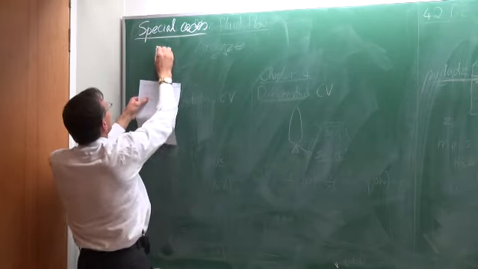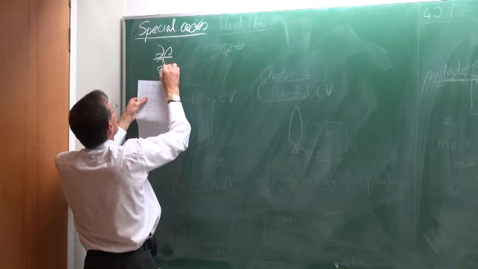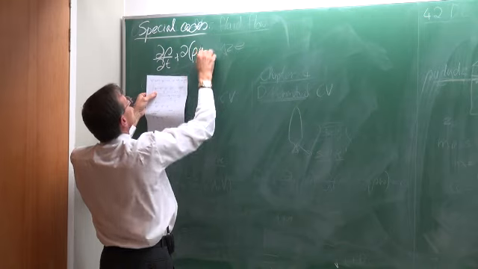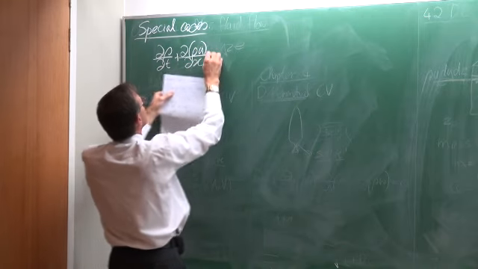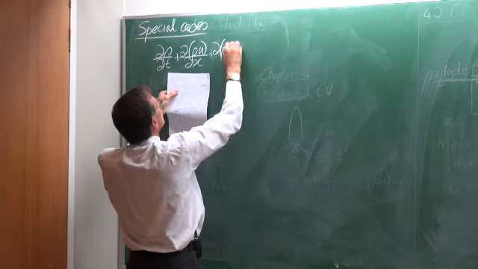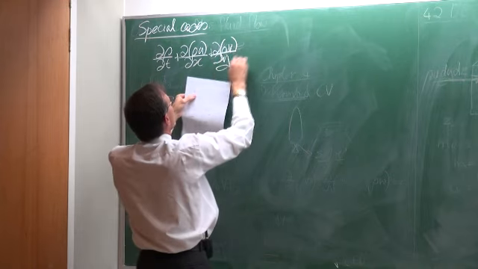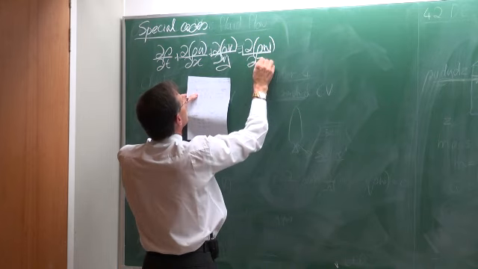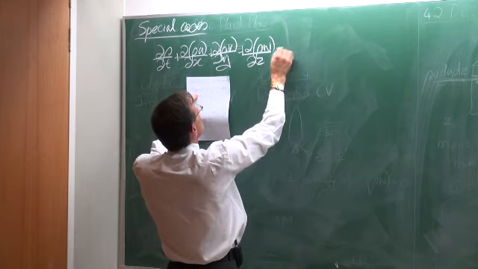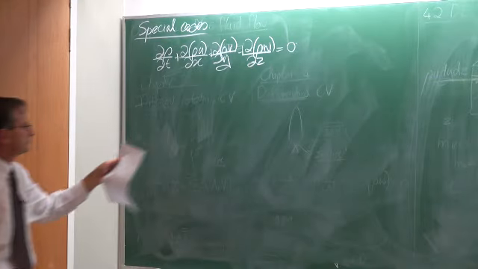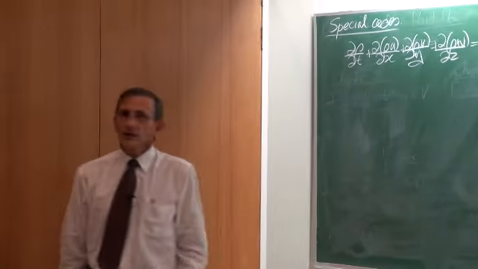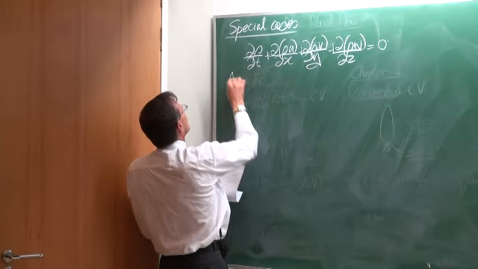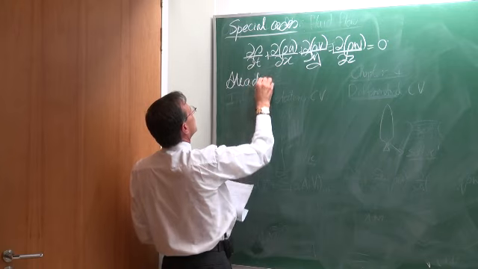Okay. I'm just going to write down the equation again. Partial d rho dt plus partial rho u dx plus partial rho v dy plus partial rho w dz is equal to 0. Right. The first case is for steady flow.